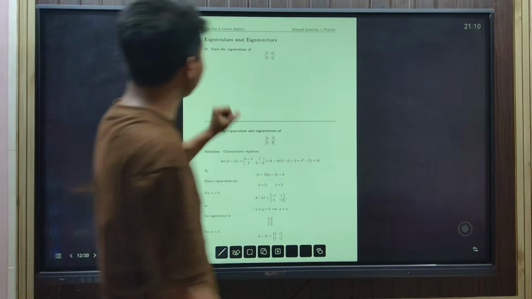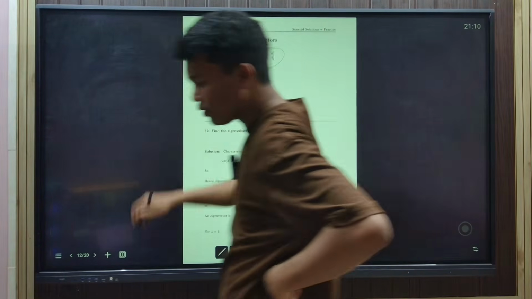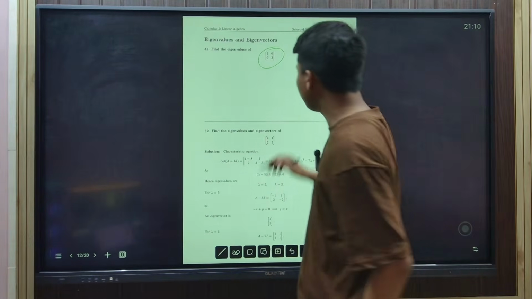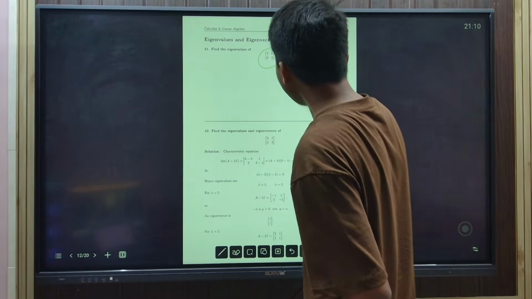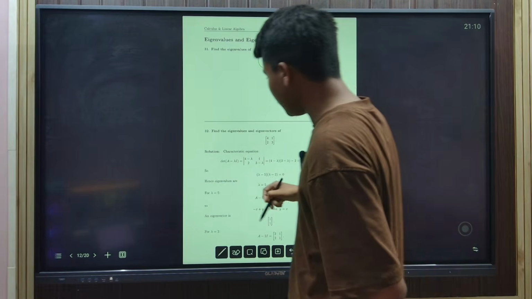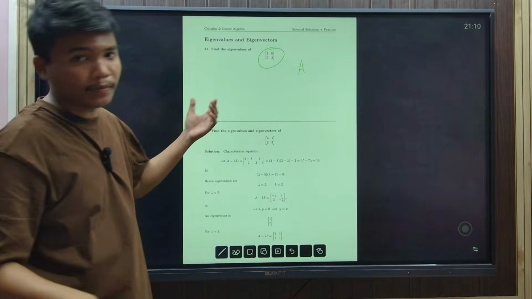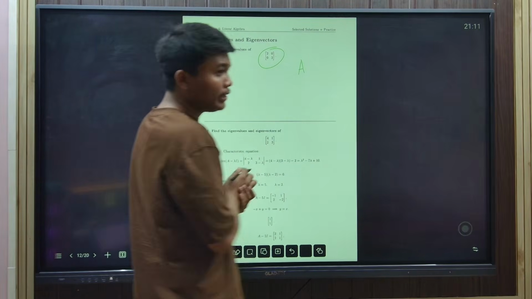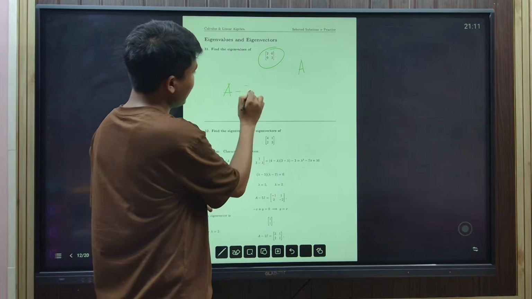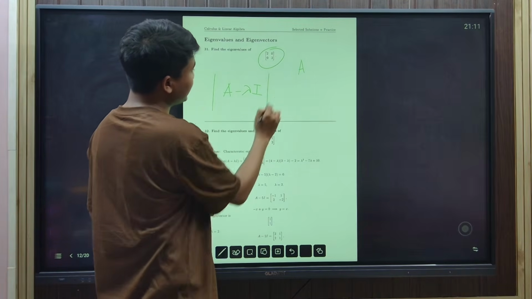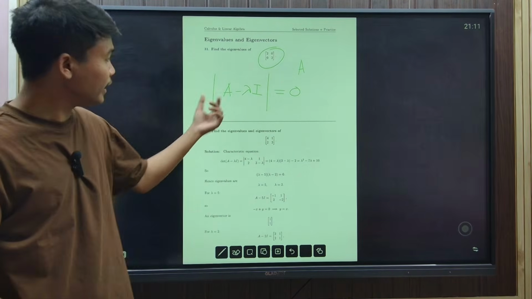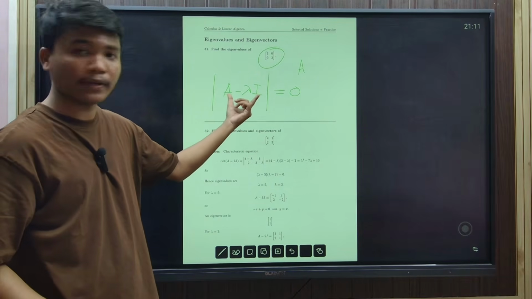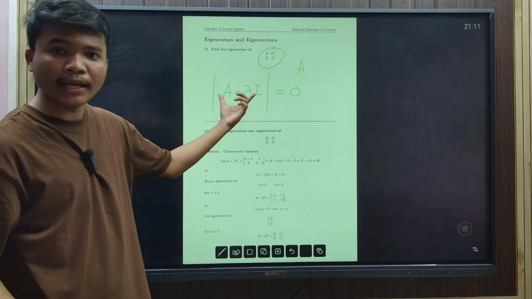So eigenvalues and eigenvectors. Find the eigenvalue. How do you find the eigenvalues? What is the eigenvalue of a matrix? If you have a matrix A, you take A minus lambda times I and set the determinant to 0, right? This is what we generally do, A minus lambda I equal to 0. After setting it to 0, the values of lambda we get, basically this is a polynomial in lambda, right?